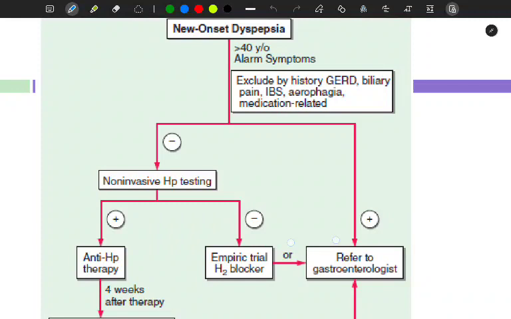I will tell you about that. If non-invasive testing is negative, we give empirical treatment, either H2 blockers or PPI. We give them a PPI for 6 weeks, twice daily, such as lansoprazole, as a 6 week trial. If he is okay, that's fine, it was probably transient. If he is not okay, send him to the gastroenterologist for endoscopy. Okay, next.